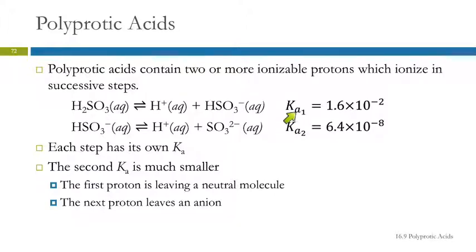So we'll sometimes call this Ka1 and Ka2. The second Ka is always smaller than the first one, and it's actually much smaller. It couldn't be larger, could it? Because you couldn't release more than this one formed, right? So this one's going to be much smaller.